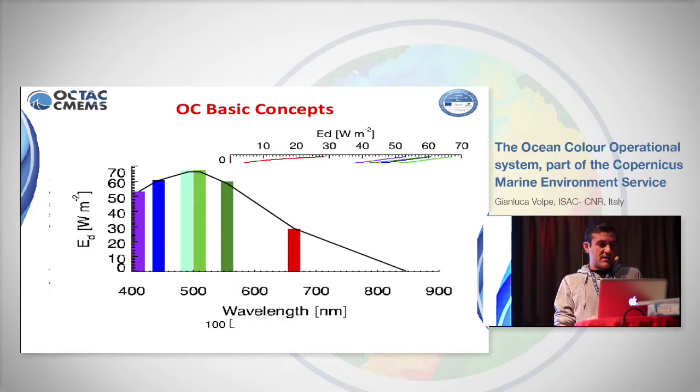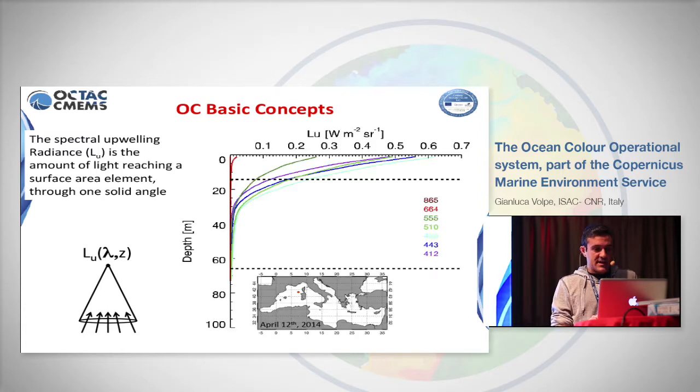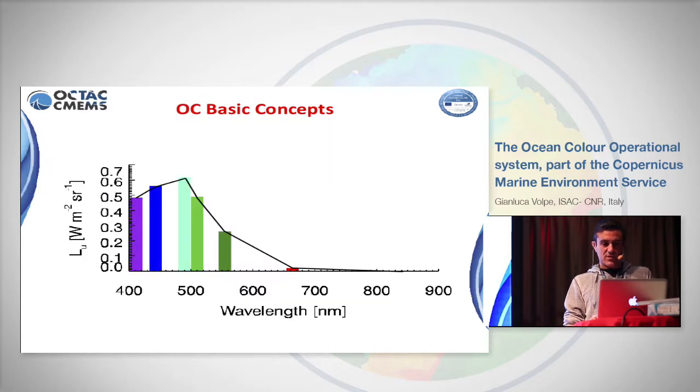And this is the ED spectra. Another important parameter is the upwelling radiance, which is defined as the amount of light reaching a surface area element through one solid angle and coming from below. This is the same cast. You should notice the order of magnitude difference between the LU and the ED, and this is its spectrum.